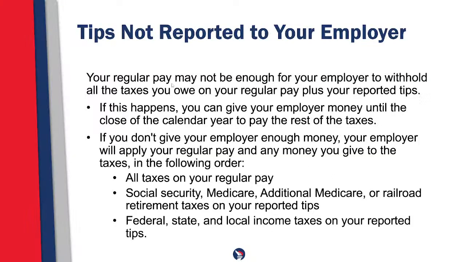Your regular pay may not be enough for your employer to withhold all the taxes you owe. If this happens, you can give your employer the money until the close of the calendar year to pay the rest of the taxes. If you don't give your employer enough money, your employer will apply the regular pay and any money you give to the taxes in the following order. All taxes you pay on your regular pay, Social Security and Medicare, additional Medicare or railroad retirement taxes on your reported tips, and then federal, state, and local income taxes on your reported tips. So that's where the money's going to disappear to, in that order.